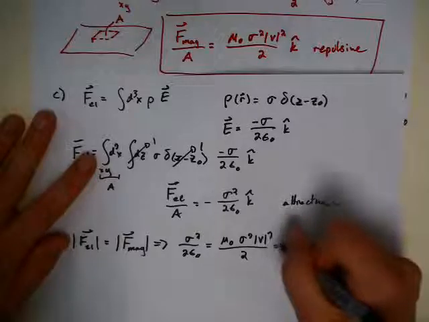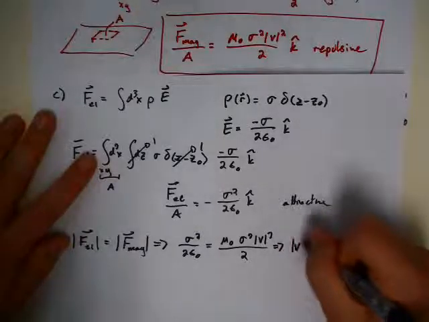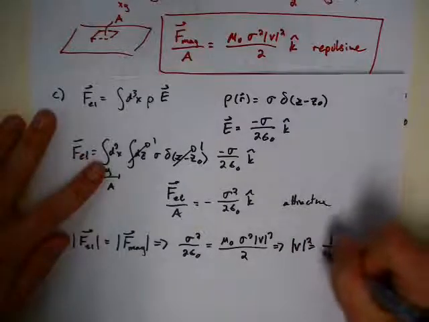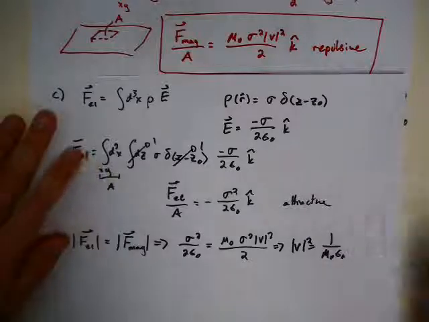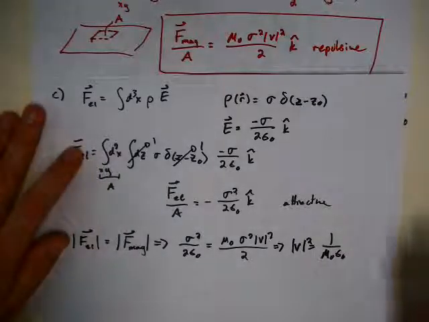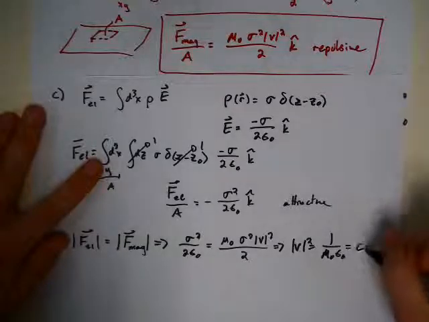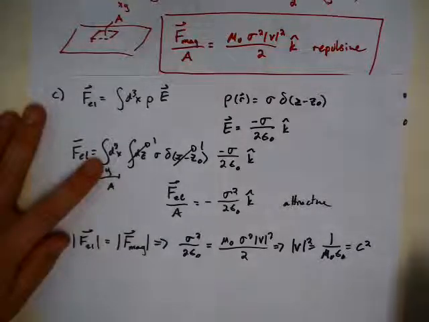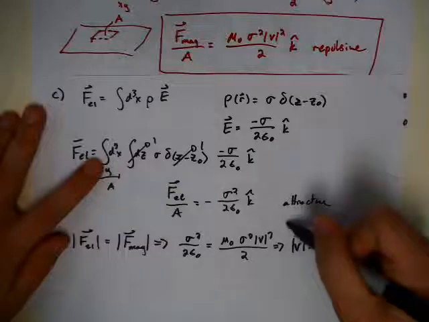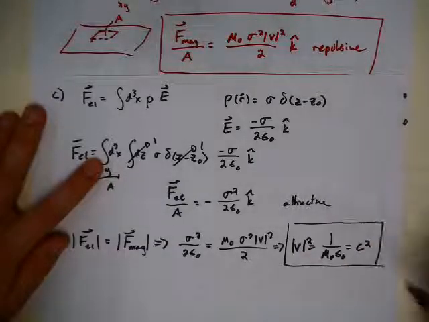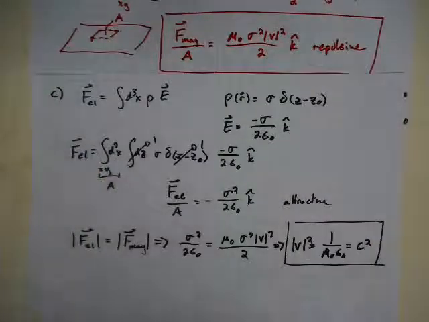Solving for v squared, we find that v squared should equal 1 over mu naught epsilon naught. And for those who have read ahead in the book, you realize that this 1 over mu naught epsilon naught is actually equal to the speed of light squared. And so there, the forces will balance out if they are going at the speed of light.